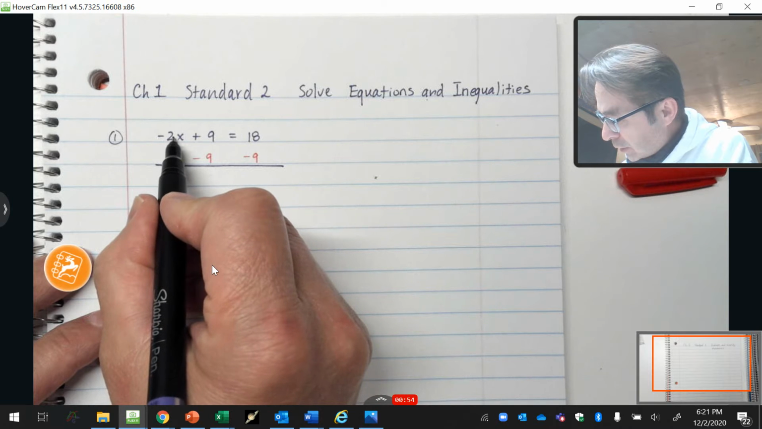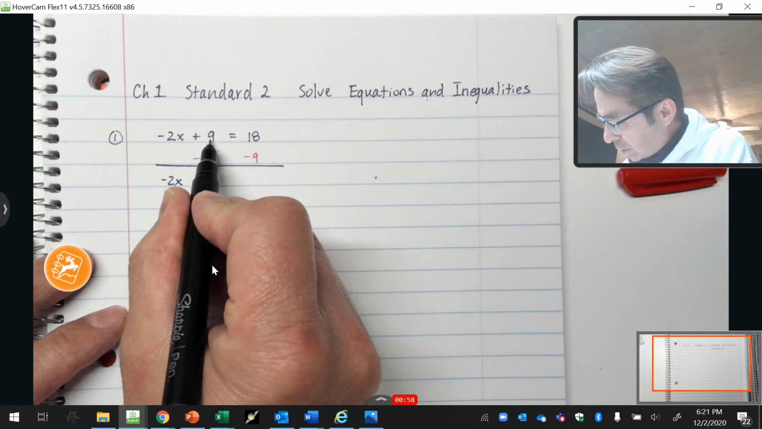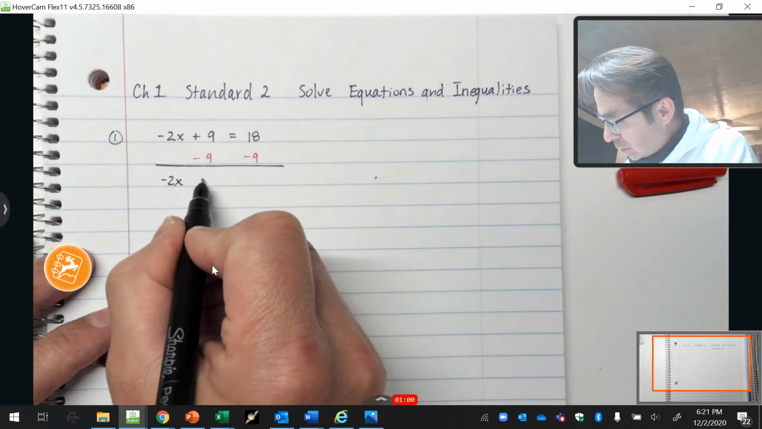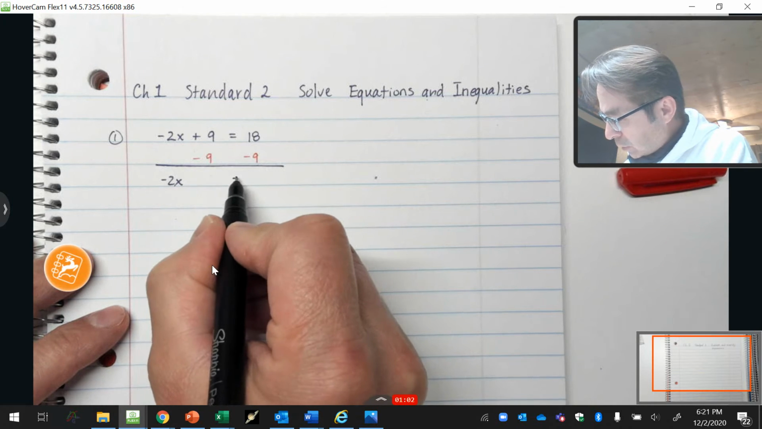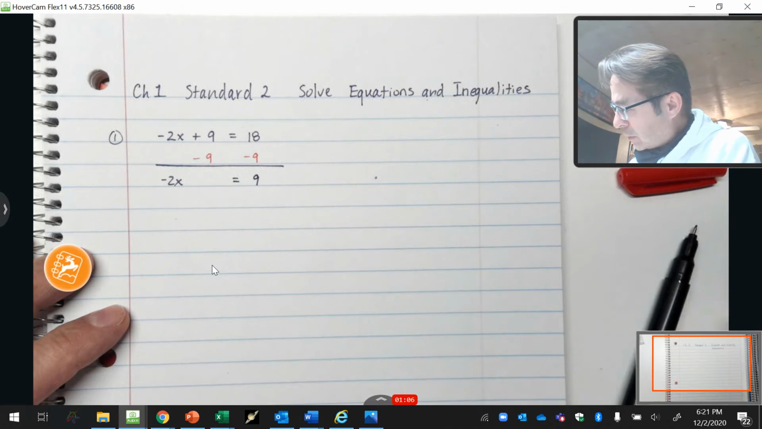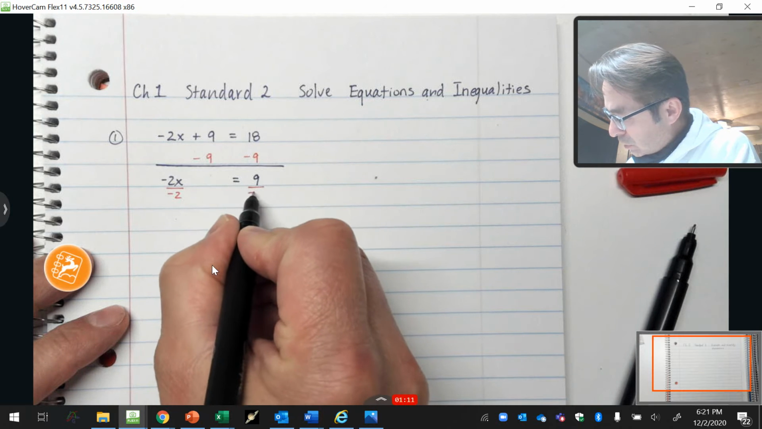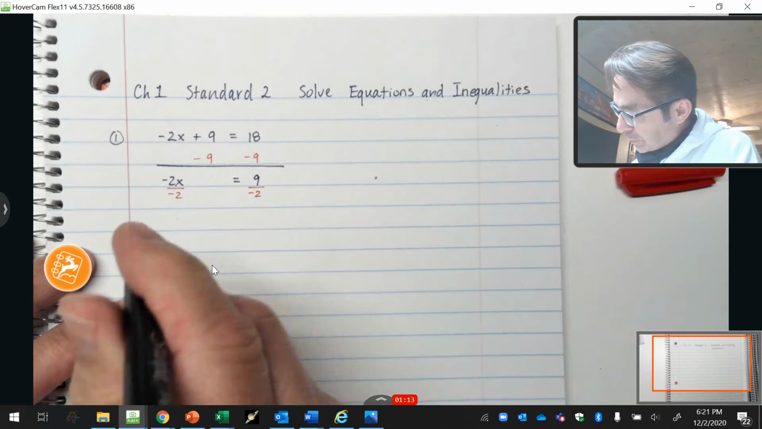So let's see, negative 2x plus nothing is negative 2x. Positive 9 plus negative 9 is nothing. Equal sign goes straight down. 18 minus 9 is 9. Divide both sides by negative 2. Voila.